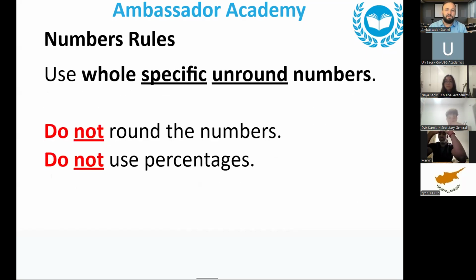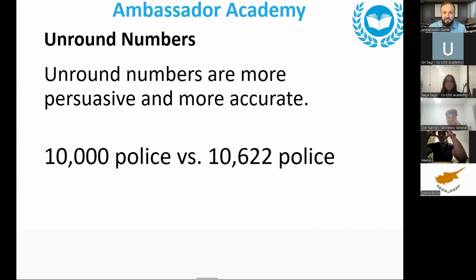For numbers, there are two things that I add here. One is they should be whole, specific, unround numbers. Do not round the numbers. If they are unround, I would say even unround them if you can, and do not use percentages. I'm going to tell you why. First of all, unround numbers are more persuasive and more accurate. 10,000 sounds like it's rounded. It's not as clear in the mind as 10,622. We're used to rounding all the time.